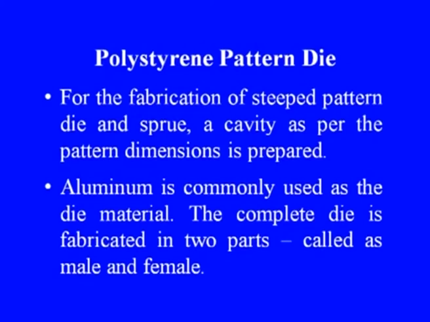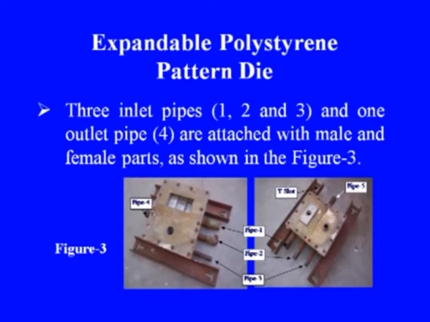For the fabrication of stepped pattern, die and sprue, a cavity as per the pattern dimensions is prepared. Aluminum is commonly used as the die material. The complete die is fabricated in two parts called male and female. There are three inlet pipes 1, 2 and 3 and one outlet pipe 4 attached with male and female parts as shown in this figure. These are inlets, this is the outlet.